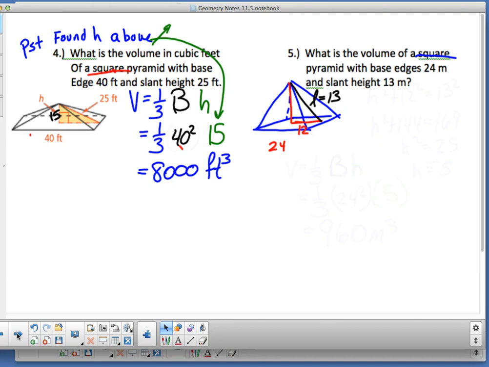So check it out, do the reading, do the problem. You guys are doing this next one right now. So you're doing problem five. Make sure you're in it. Make sure you're here. Don't be someplace else.